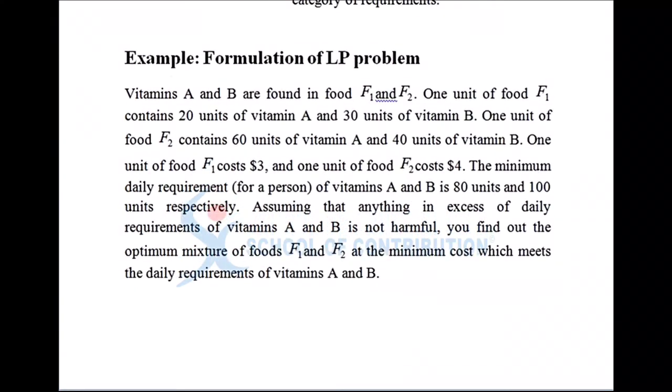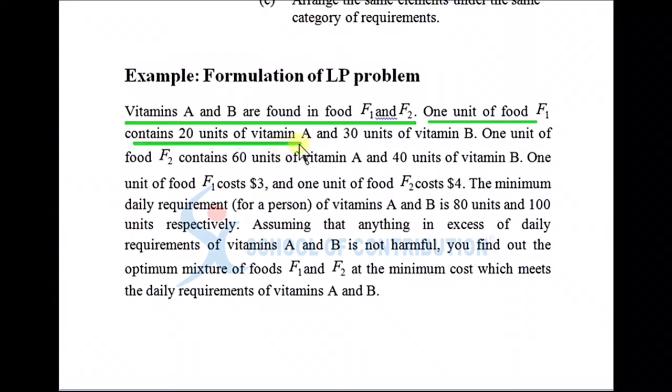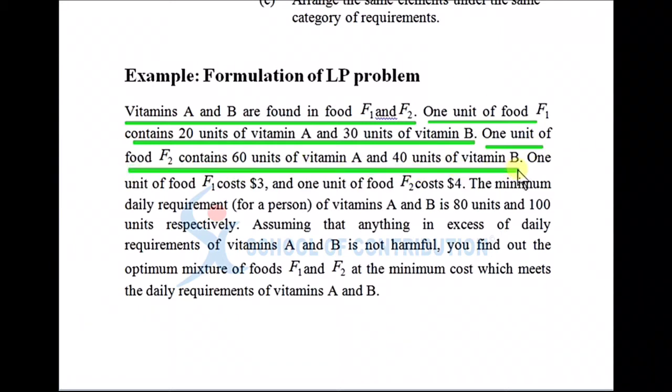Then we read this verbal statement and requirements, then we formulate these statements or this problem in a linear programming problem. Okay, so first we read this linear programming problem. Vitamins A and B, it says that vitamins A and B are found in food F1 and F2. 1 unit of food F1 contains 20 units of vitamin A and 30 units of vitamin B. 1 unit of food F2 contains 60 units of vitamin A, 40 units of vitamin B.